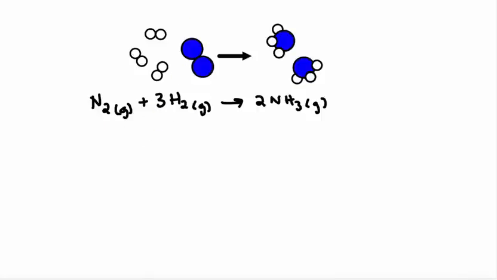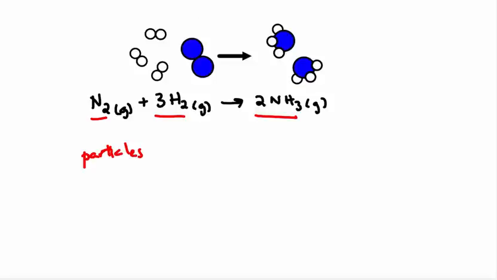So let's talk for a moment about what we can compare and what we can't using this equation. What we can compare is we can look at this equation from a particle perspective. So we can compare it in terms of particles and say, well, for every one nitrogen molecule, 3 hydrogen molecules are required in order to form 2 ammonia molecules. So we can talk about it in terms of particles.